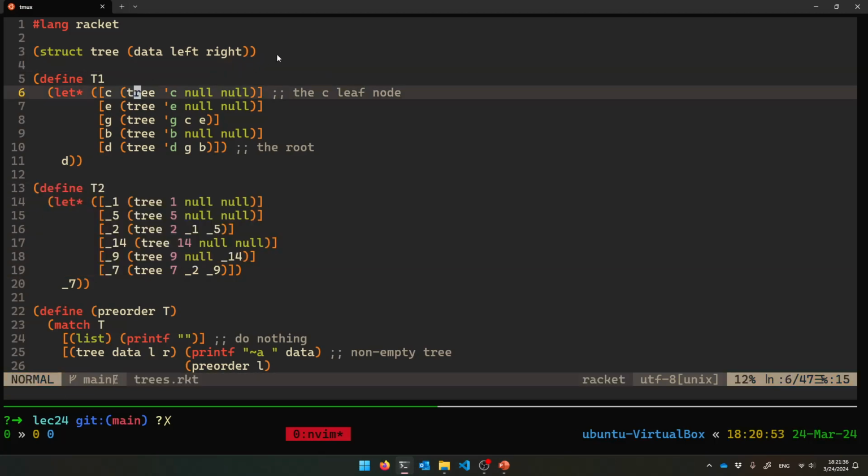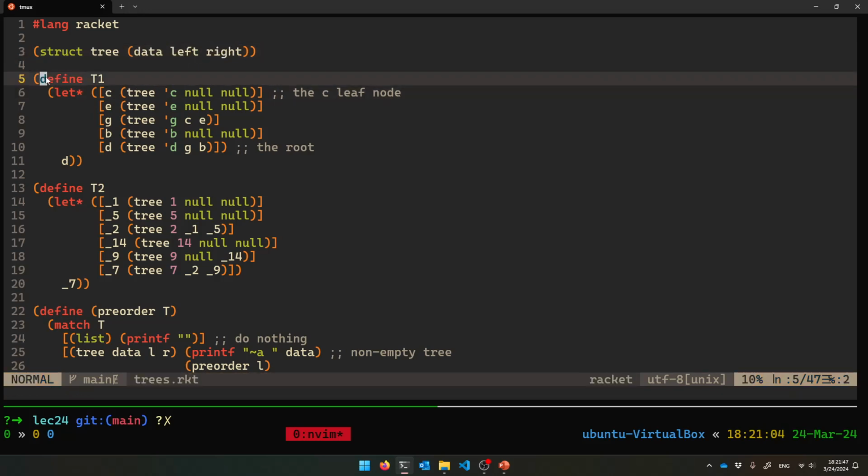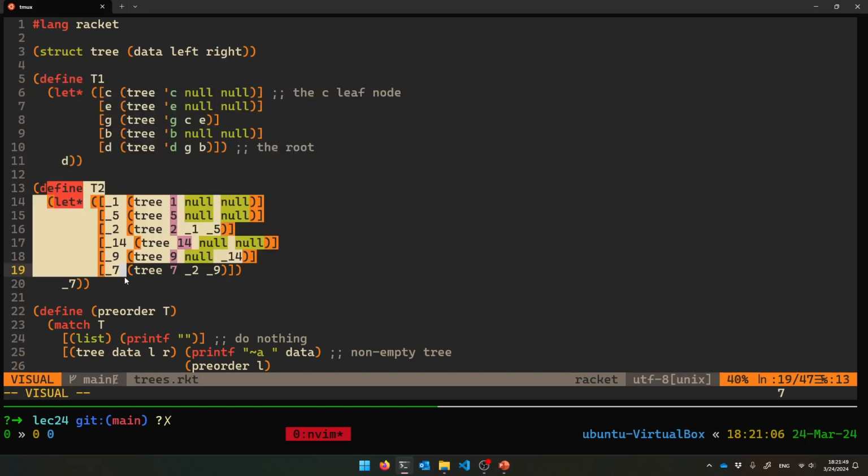T2. Well, first of all, here's a tree struct. What does it mean to be a tree? A node in a tree: you have your data, and then you have a left subtree and a right subtree. Okay, so that's that. And so here I am defining 2 trees, tree 1 and tree 2.